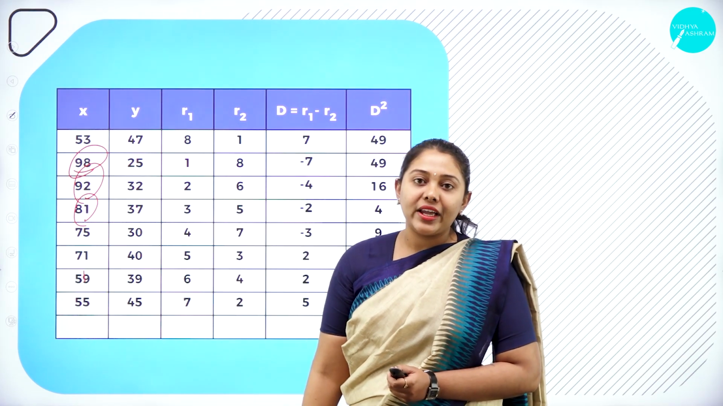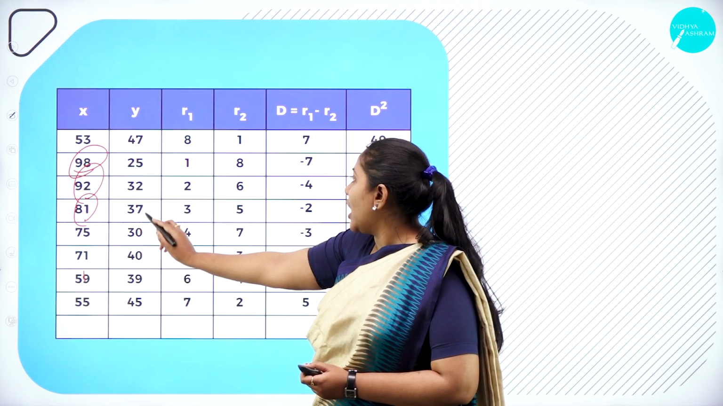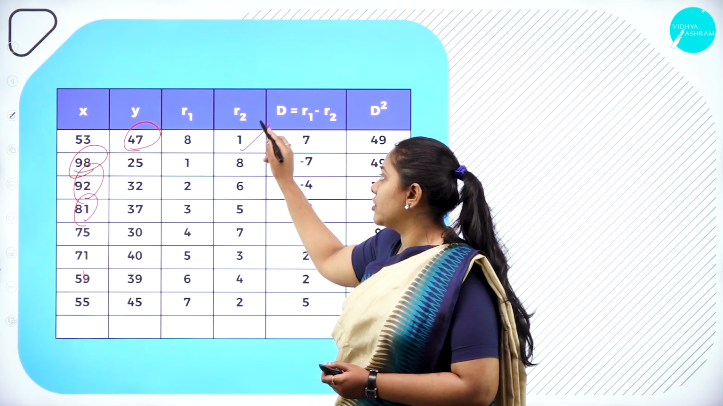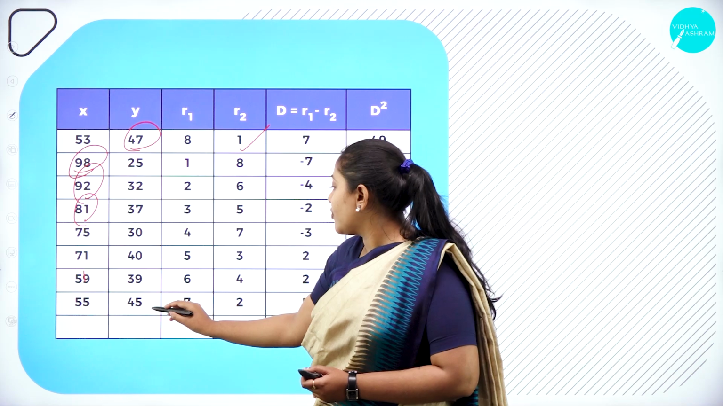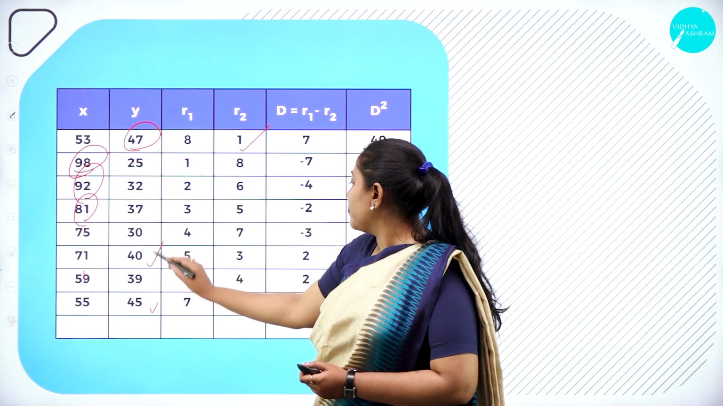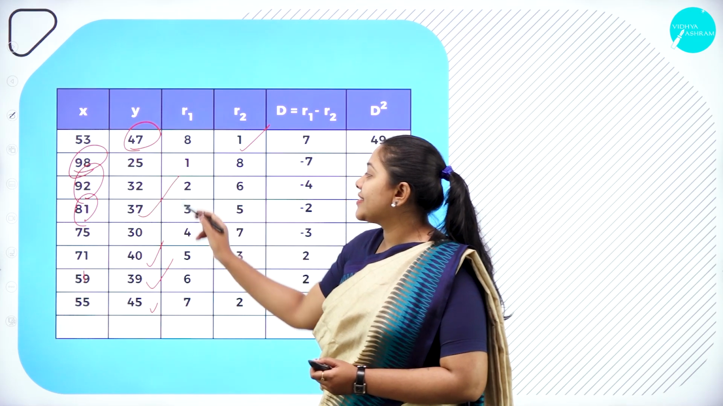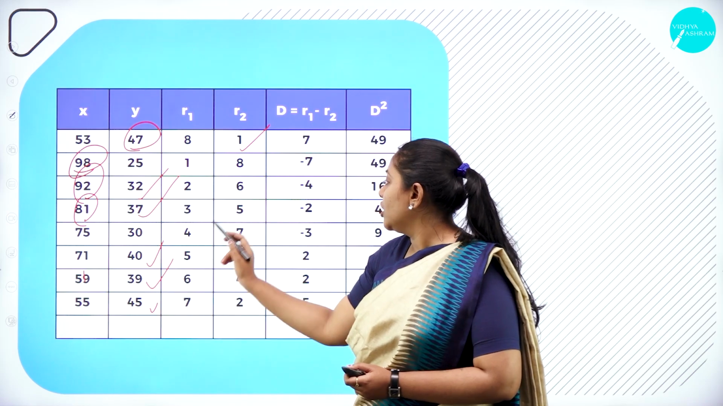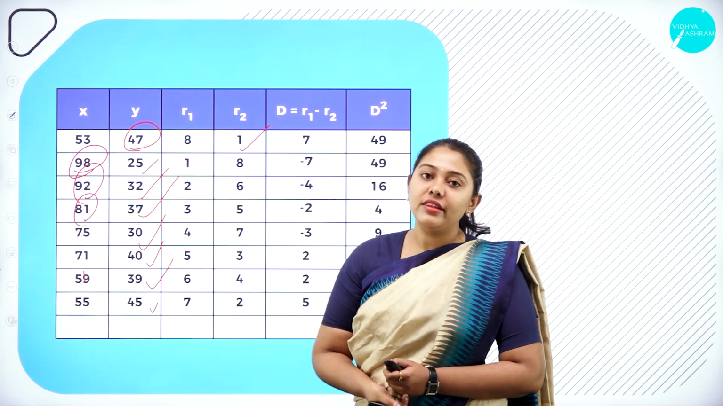Similarly, in the Y column, the highest number is 47, so we give it rank 1. The second is 45, the third is 40. Fourth rank is 39. Fifth rank is 37. Sixth rank is 32. Similarly, we have 30 and 25 as 7th and 8th rank.